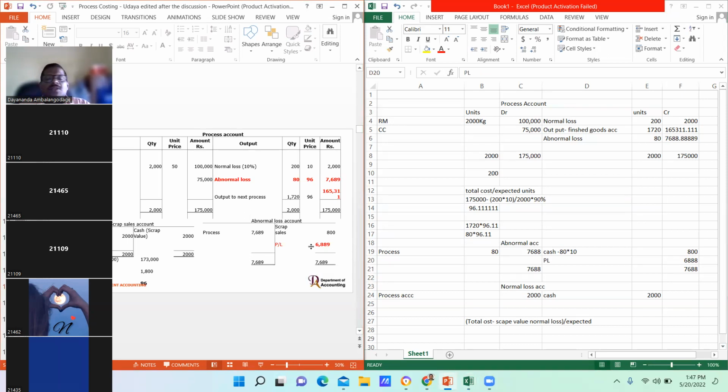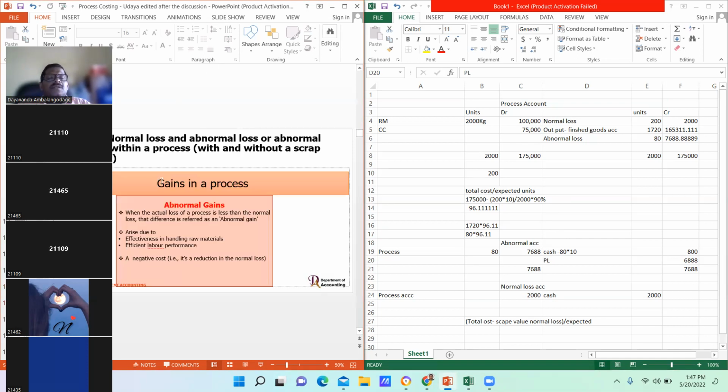Don't worry about the decimal issue. Other than that, same answer here in the process account. You see, total cost will be calculated 175,000 minus the scrap value of normal loss, which I developed in my second formula. Okay. Right. Shall we move on to the next one?